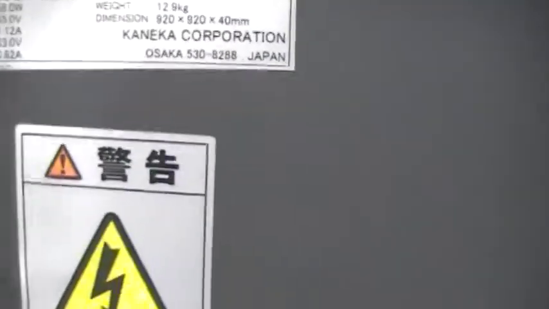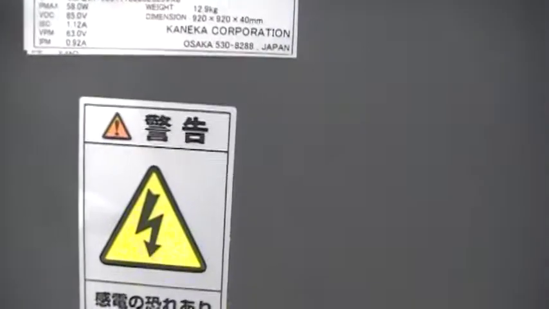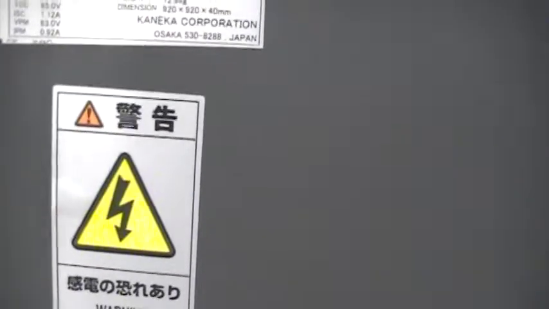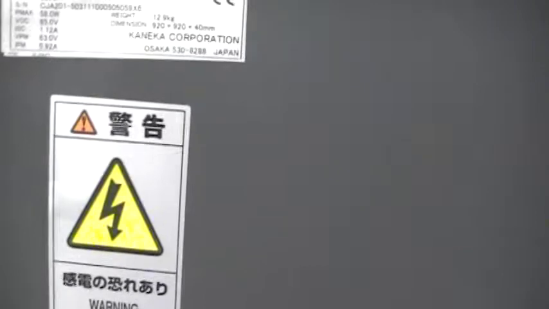It's 58 watts, 84 volts, it weighs 13 kilos, so almost 30 pounds. It's 920 by 920 by 40 millimeters, so it's about perfect size. It's square. Comes with a junction box, junction cables, everything, and you can see how well this is made.